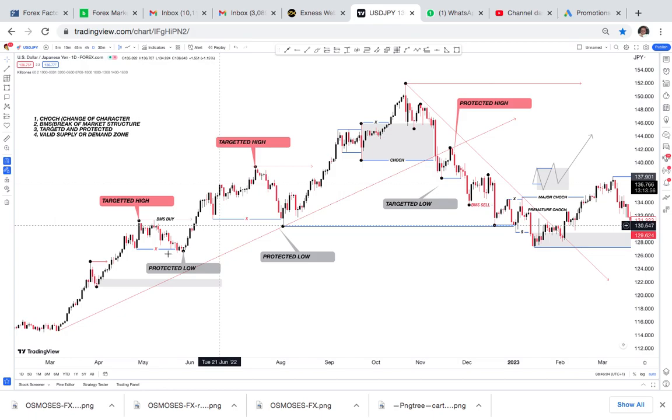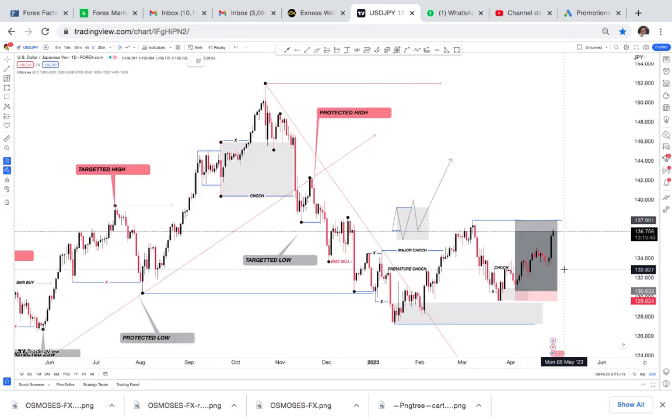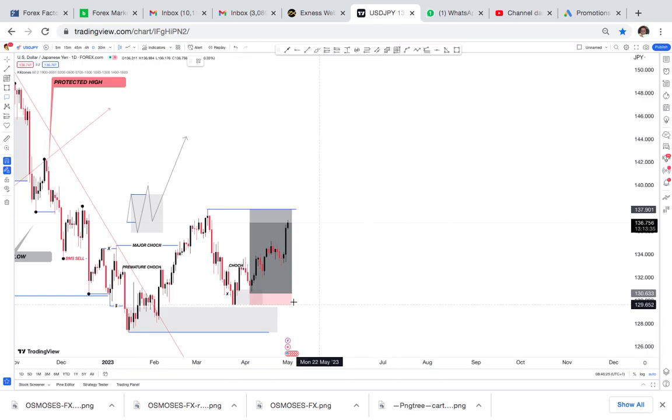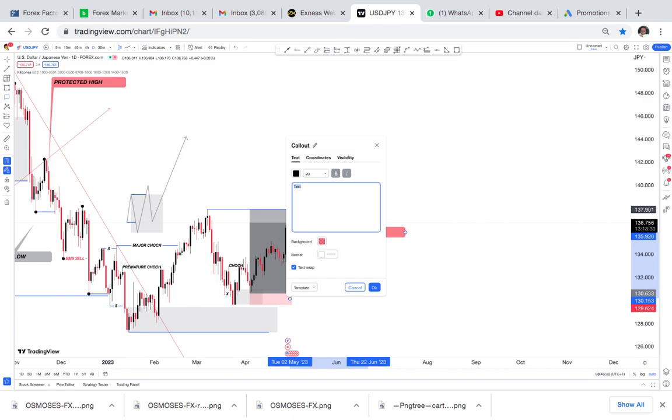A valid supply or demand zone must have these characteristics. Let me pull it out. Okay, let me come here and use this as an example. Valid demand. This same applies to supply. So whatever I'm writing here also applies to demand.